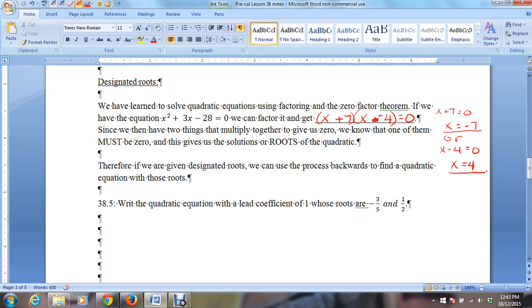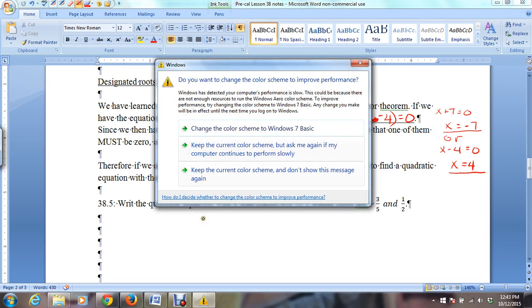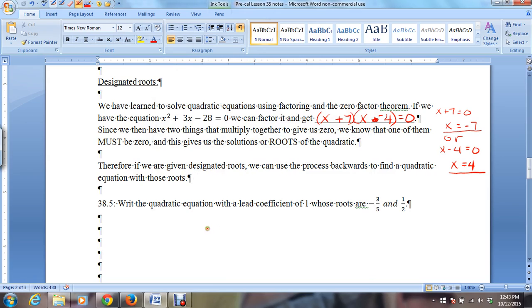Okay, so in this problem, 38.5, it says write the quadratic equation with a lead coefficient of 1 whose roots are negative 3/5 and 1/2. Well, it's pretty simple. I just say, okay, well, if those are the roots, then it must be true that x minus negative 3/5 times x minus 1/2 must be 0. Because if two things multiplied together give you 0, then one of them has to be 0. And if you plug in negative 3/5 for x here, you would get 0 for this one.